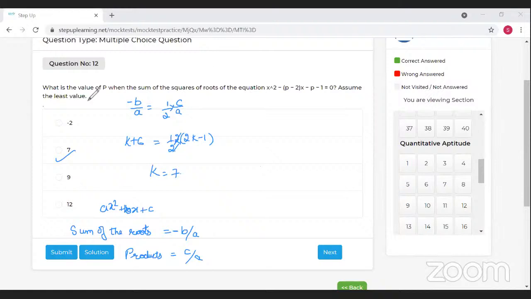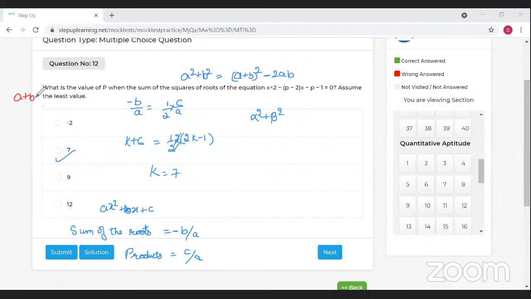Fine. Looking at this one, what is the value of P when the sum of the squares of roots, it means alpha square plus beta square, if alpha and beta are the roots. So what is a square plus b square? a square plus b square equals (a plus b) whole square minus 2ab. You know, right?